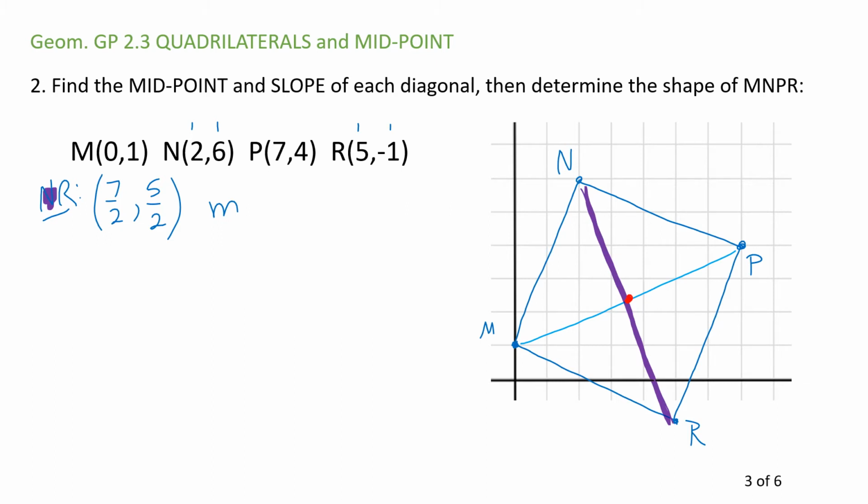Now the slope of NR. I'm going to use a slope triangle. I'm going to go down and over. So down 1, 2, 3, 4, 5, 6, 7, and over 3. It's a negative 7 over 3.